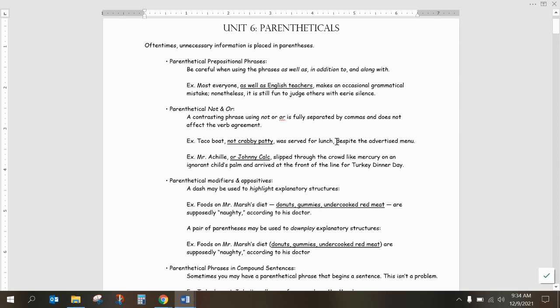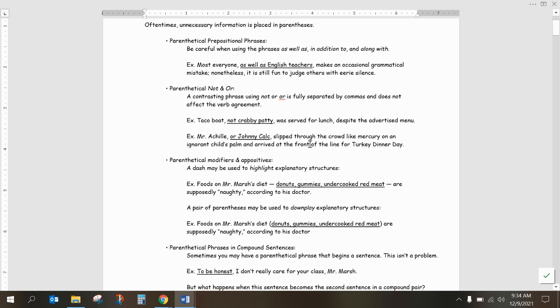Another use of parenthetical expressions would be using the word not and or. When you use not and or to create a contrasting phrase, we put commas on both sides of that phrase as a way of showing that it's not really affecting the verb at all. So if I said taco boat, not Krabby Patty, was served for lunch despite the advertised menu, well, not Krabby Patty is basically a contrast to taco boat, and I put commas on both sides of that. Sometimes people forget that second comma, but we need to have both.